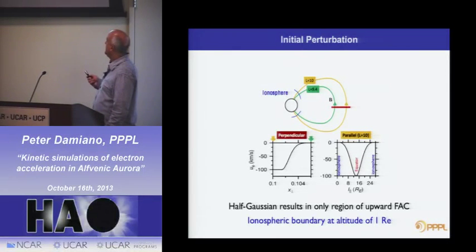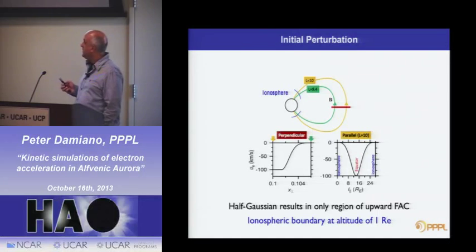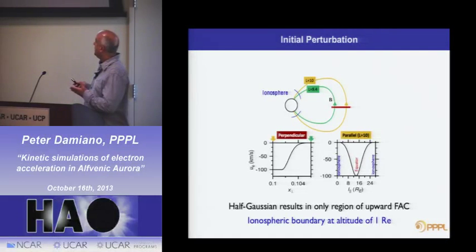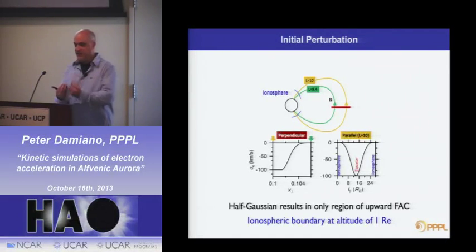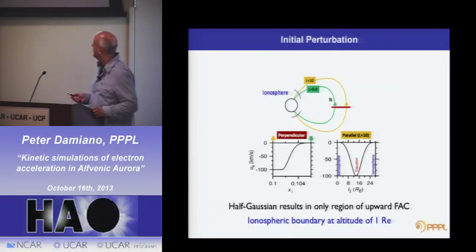So this profile here corresponds to the analytical solution for a fundamental mode field line resonance, a fundamental mode standing mode along the field line. The reason we use a half Gaussian here is because we want to set up a region of only upward field line current, corresponding to the downward propagation of magnetospheric electrons, because we're interested in the electron populations that are leading to the formation of the aurora. So this perturbation does not yield any downward field line currents, corresponding to the upward propagation of ionospheric electrons, which is something we want to consider a little bit later down the line.